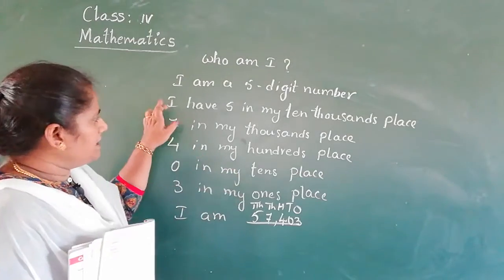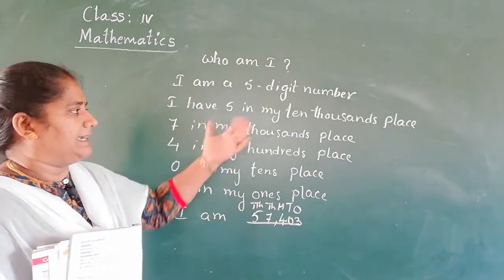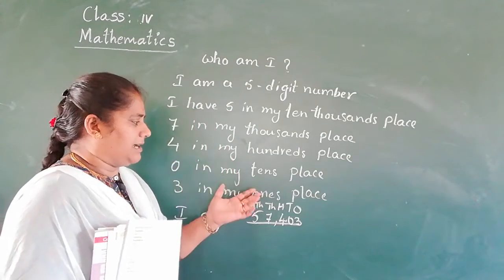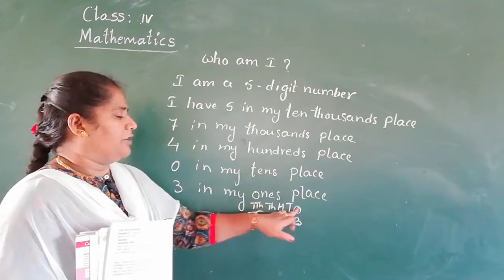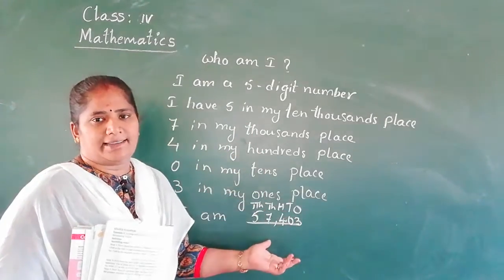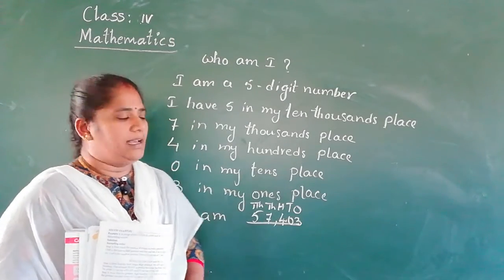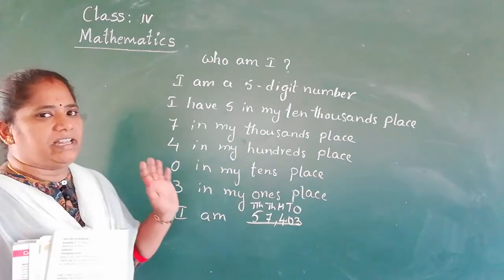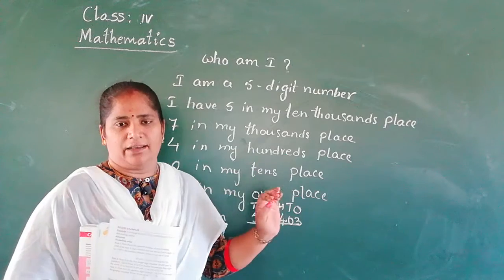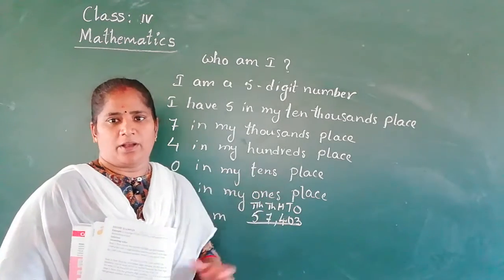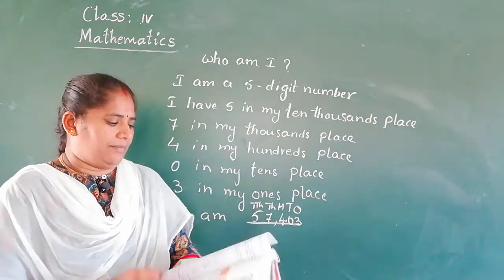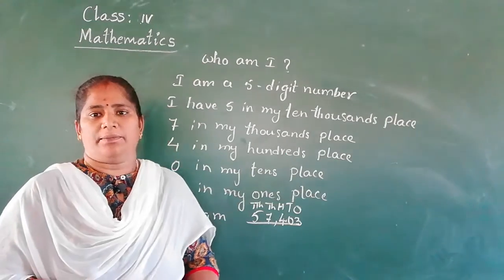So they have given some clues: what digit is there in the 10,000s place, thousands place, hundreds place, tens place and ones place. By using these clues, if you keep the places, then we can get the answer quickly. So the answer is 57,403. Okay, and now exercise 1B.